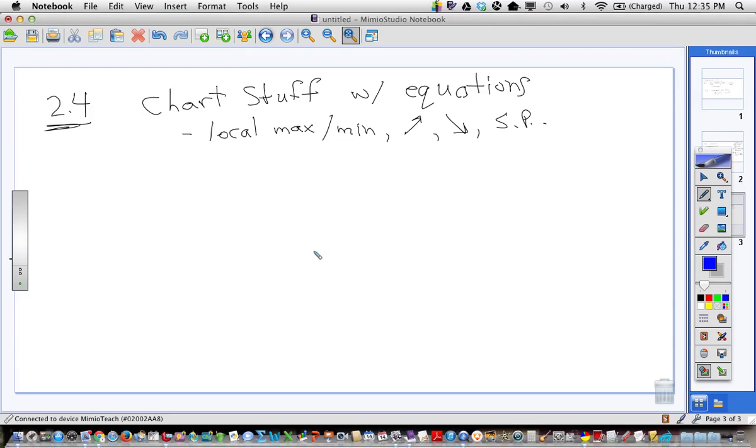We did the chart stuff with graphs. Now how can we do it with equations, like local max, local min, inflection, stationary points, increasing, decreasing, stuff like that. We won't get into inflection points and concavity just yet, because that involves a second derivative. So we'll probably just deal with this for right now. And so we'll do a problem like that today, and you'll have a little bit of that on your homework for tomorrow.